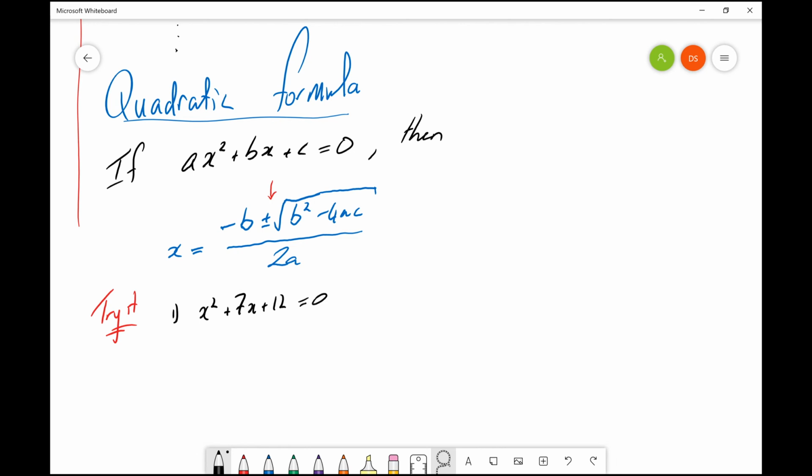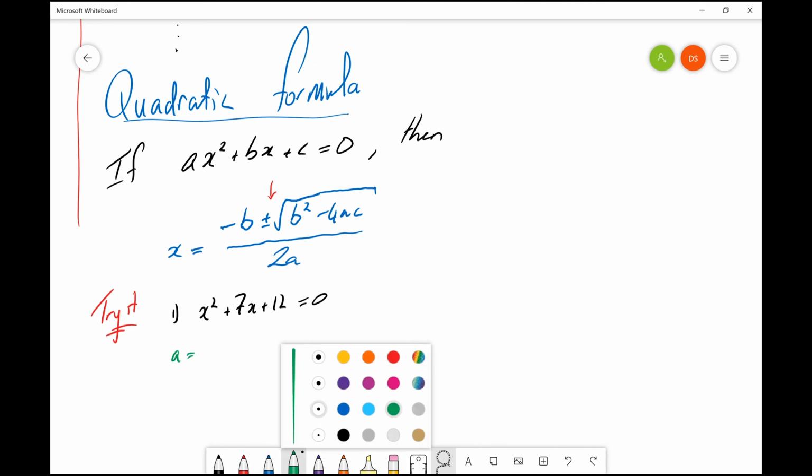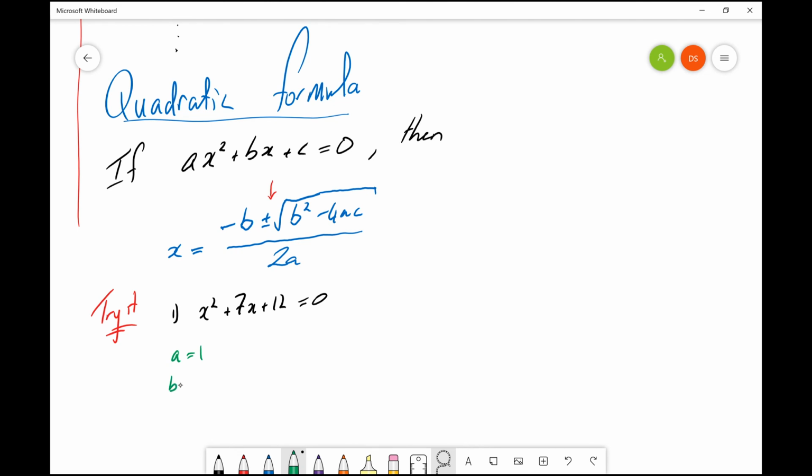Is it in this form? Yes, it is. Okay, what's a, b, and c? a is 1, b is 7, and c is 12. Do I need to use it for this question? No, but I know what the solutions are, so I'm going to use it to check.